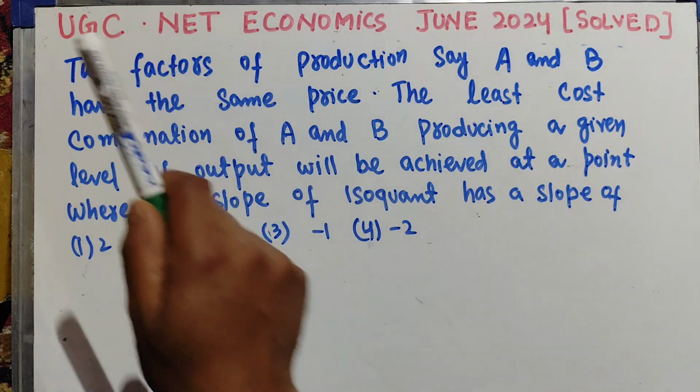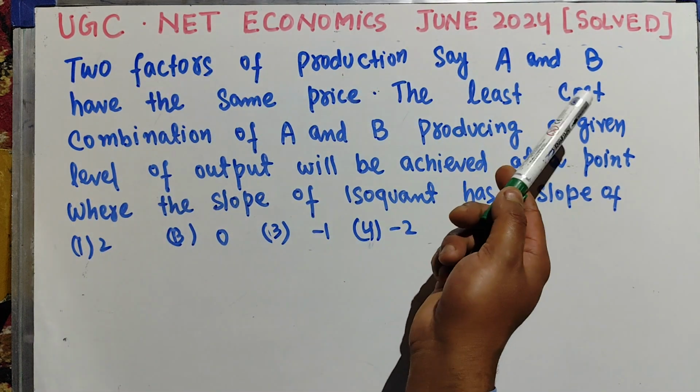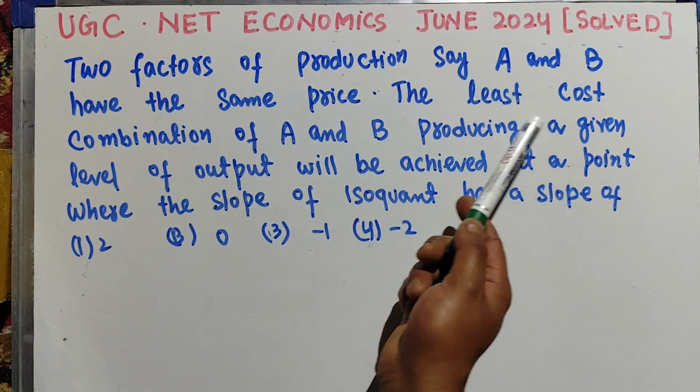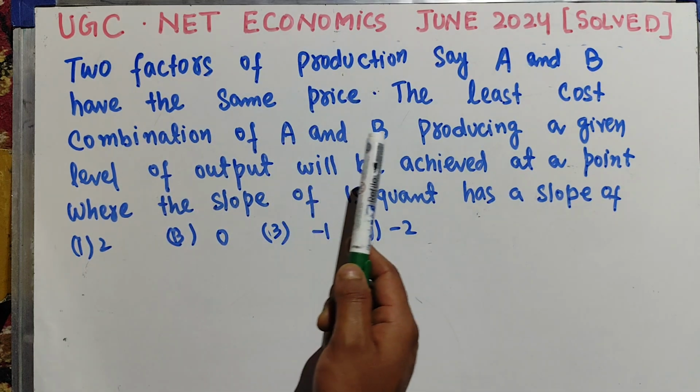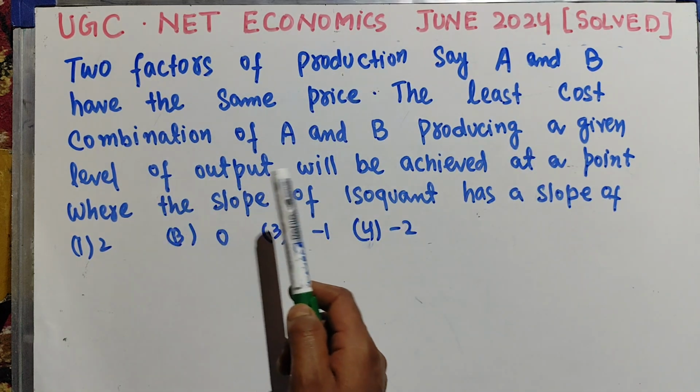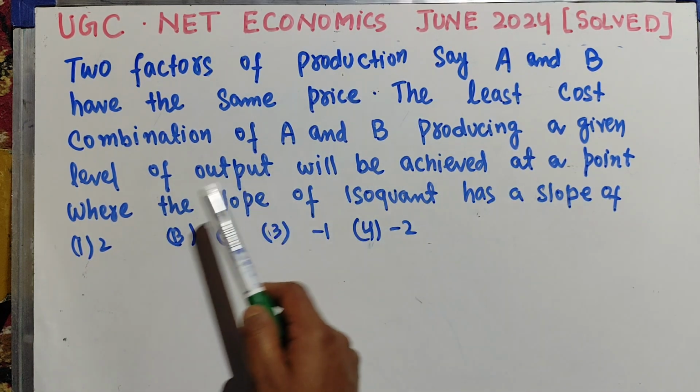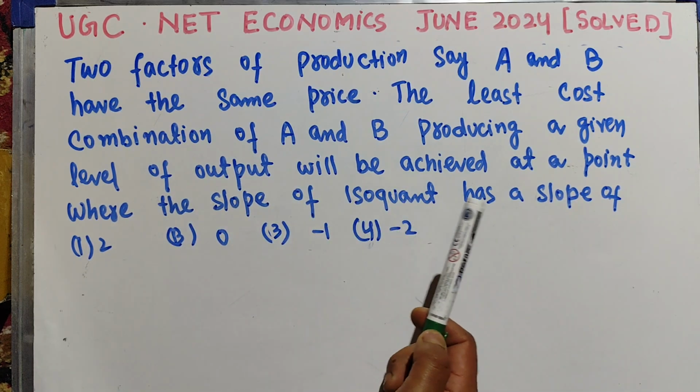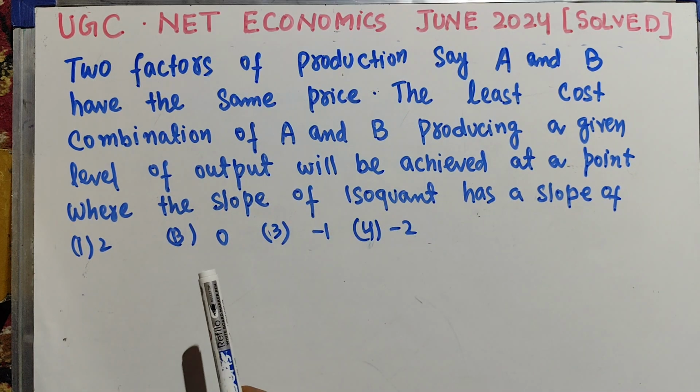Next question is, two factors of production, say A and B, have the same price. The least cost combination of A and B producing a given level of output will be achieved at a point where the isoquant has a slope of, options are 2, 0, -1 or -2.